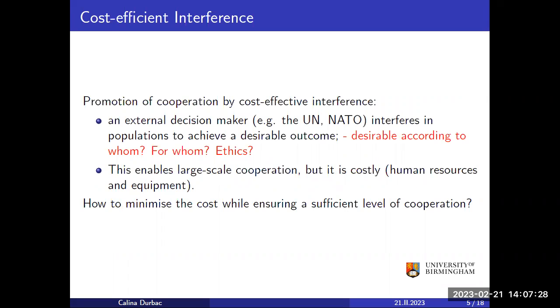Right. So we're interested in using institutional incentives in order to make people cooperate, but we're also interested in making it cost efficient. If you remember from the beginning, I said there's an external decision maker that's got the power to interfere in populations in order to achieve a desirable outcome. There's obviously a massive ethical concern here because, well, desirable according to whom and for whom, basically.